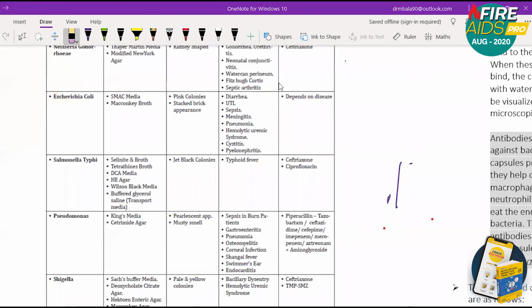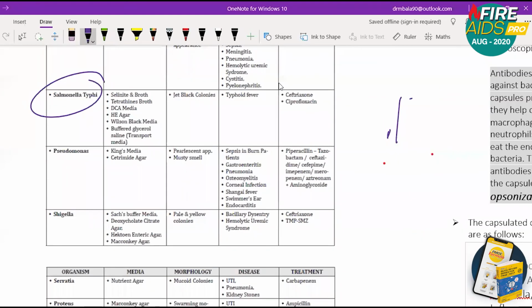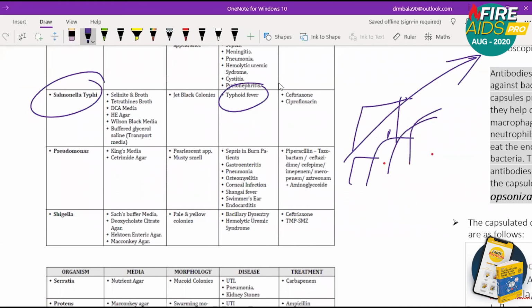Okay. So we will go to the next one. That is Salmonella typhi. Salmonella typhi causes typhoid fever. The first point you have to remember is step ladder pattern fever. The fever will keep on spiking, like you're going in steps. Step ladder pattern fever. Okay.